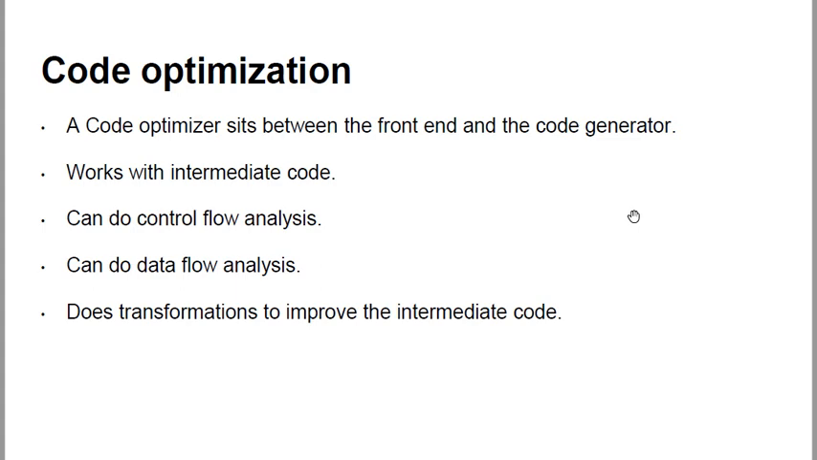The intermediate code produced in the previous phase is worked with in this phase, which is code optimization. In code optimization, we can do data flow analysis, we can perform control flow analysis, and some transformations can be done to improve the intermediate code. The intermediate code generated in the previous phase can be transformed in such a way as to produce optimized code.